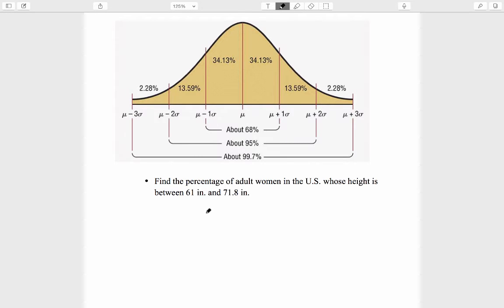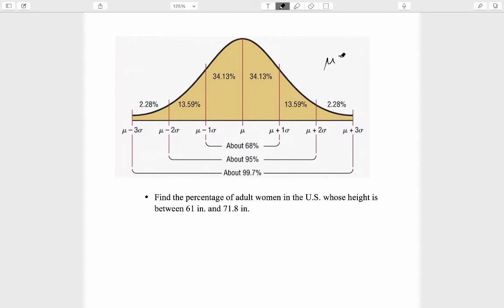Let's follow up by asking, what is the percentage of adult women in the US whose height is between 61 inches and 71.8 inches? To answer this, we need to remember that mu equals 63.7 inches, and sigma, the standard deviation, equals 2.7 inches. In order to use this information, we must understand these numbers in terms of mu and sigma. Stare at this for a moment and think, how much is 61 inches in relation to mu and sigma? 61 inches equals the mean minus something. It's the mean minus exactly one measuring stick. It's the mean minus exactly one copy of sigma. 63.7 minus 2.7 brings us exactly to 61.